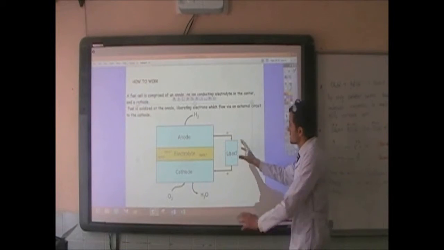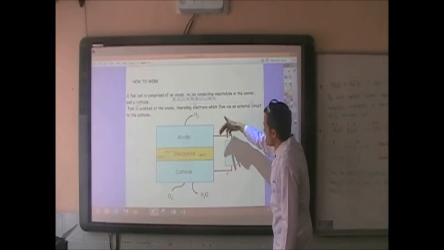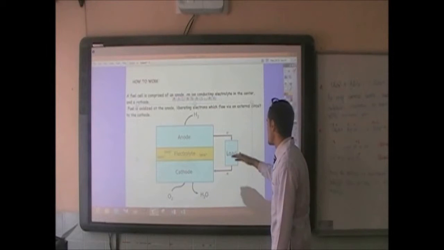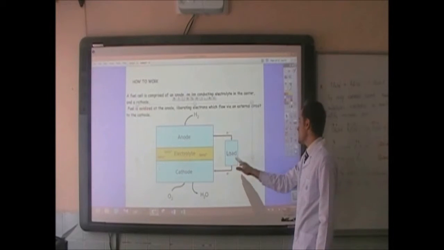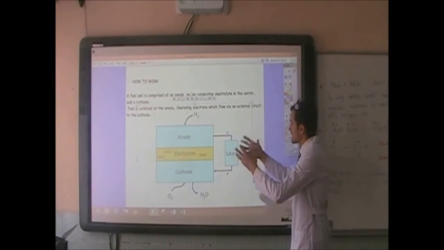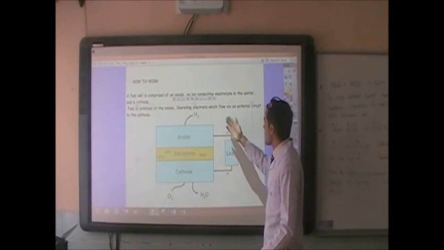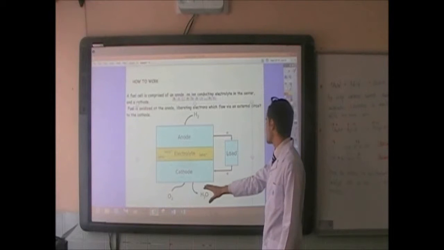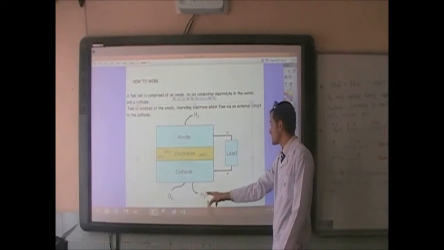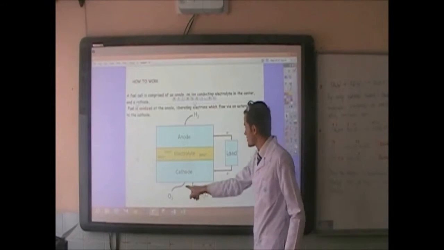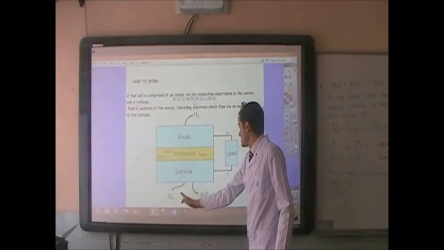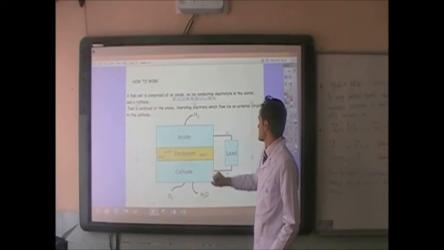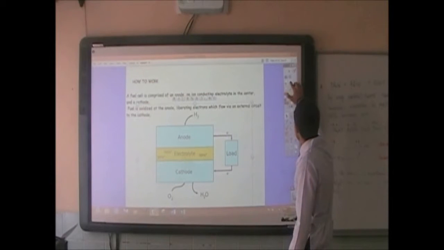Here is the load, connected to the uppermost layer, the anode, and the lowermost layer, the cathode. Here the electrons are taken and given, and when hydrogen is applied to the anode, water is released, and oxygen goes inside the cathode. Okay, I move to the next page.